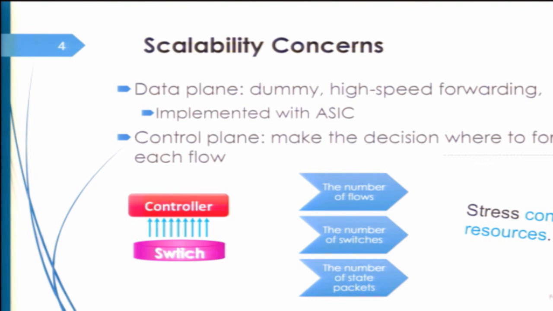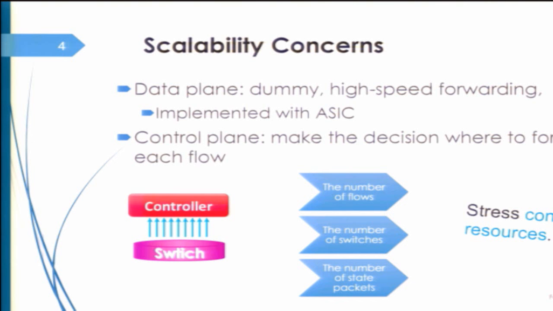The SDN framework is a good idea, but it also raises some scalability concerns. As I have mentioned, the devices in the data plane of the SDN framework are only responsible for high-speed forwarding. So the data plane device, usually a switch, only performs the high-speed forwarding. That's enough. It will do nothing else. So usually the device is implemented using ASICs to achieve this goal. The high-speed forwarding is the only goal of the data plane.